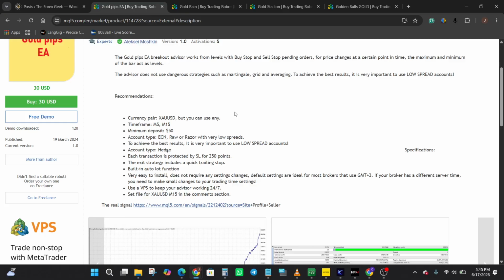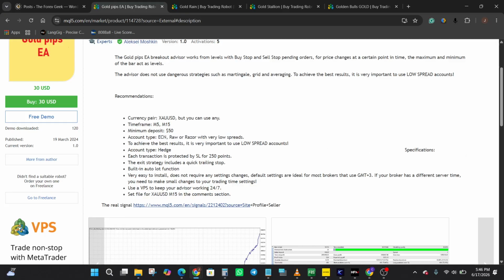Looking at the recommended trading conditions, the primary symbol is XAUUSD, although the developer mentions that other instruments can also be used. The recommended time frames are M5 and M15. The minimum suggested deposit is $50 and the preferred account types are ECN, raw or razor accounts with very low spreads. Hedge accounts are also recommended.